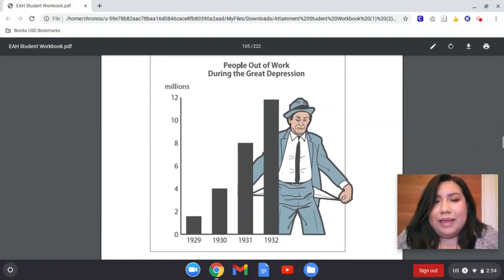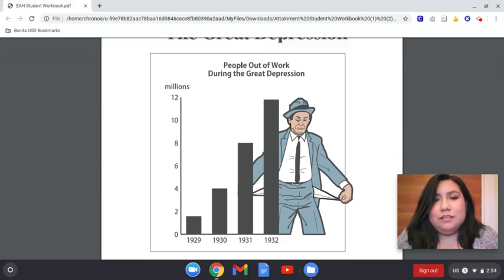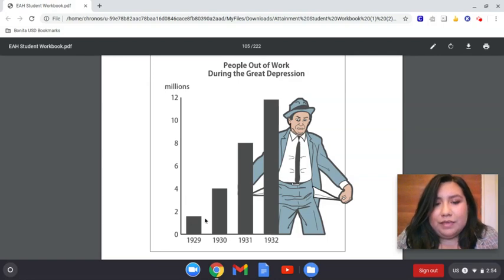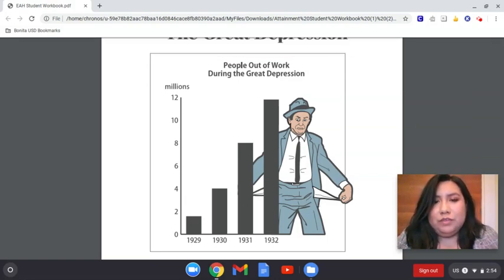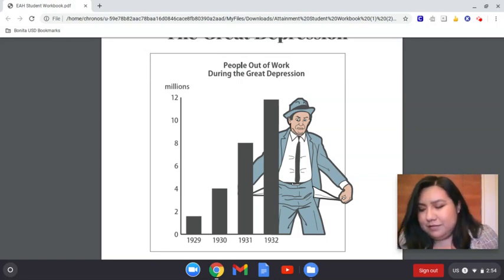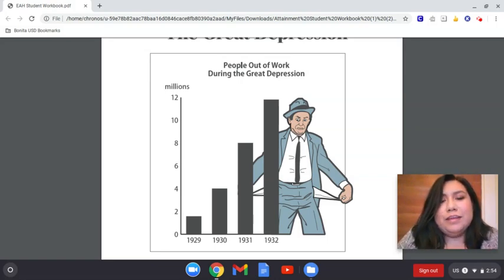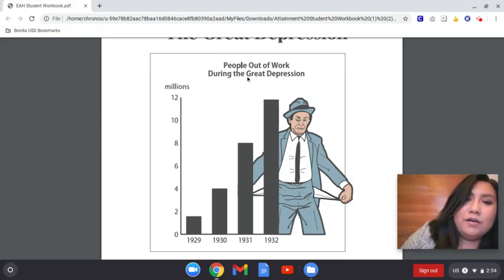Now let's take a look at the history tool that's in this lesson. So it looks like we have numbers and bars here. What kind of history tool do you think this is? Now we're going to say it all together. Ready? 3, 2, 1. Graph. Yes, if you said graph, you are correct.